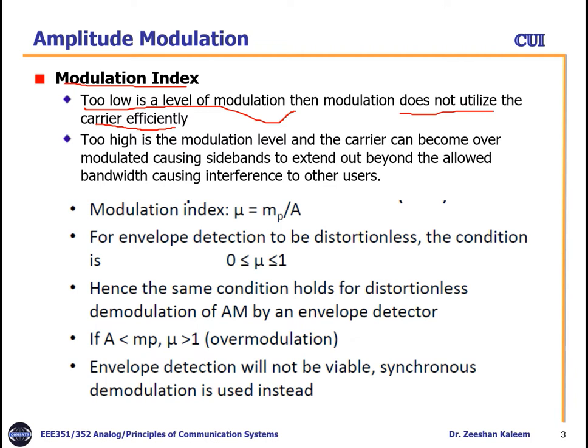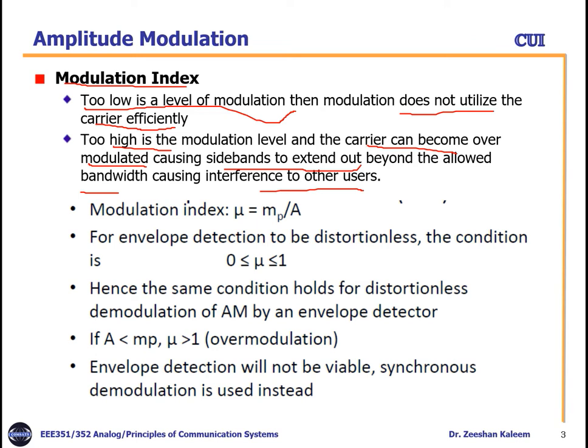And in the other case, if it is too high, then the carrier can become over modulated, causing sidebands to extend out beyond the allowed bandwidth, causing interference to other users. So when its value is too high, it will result in interference with other users. So we need to have a value which is neither too low nor too high.